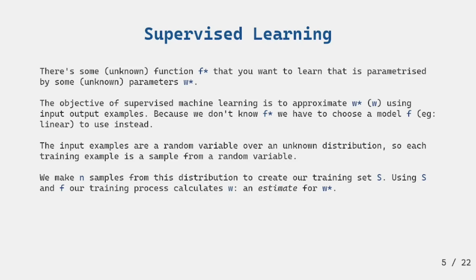And because our input values are a random variable over some unknown distribution, each training set is a sample from this random variable. It's like a bunch of IID samples. I mean, not necessarily IID. Well, they're not necessarily independent. They would be identically distributed. So you take n samples from this unknown distribution that your real data comes from to get your training set S. And if we use S and F to calculate W, we estimate W star, and this estimate for W star is a random variable, right? It's a deterministic function of a random variable S, right? So your learned weights are a random variable.